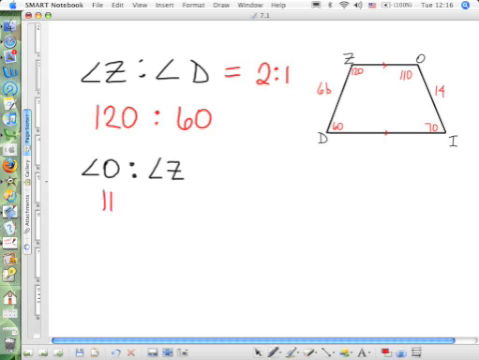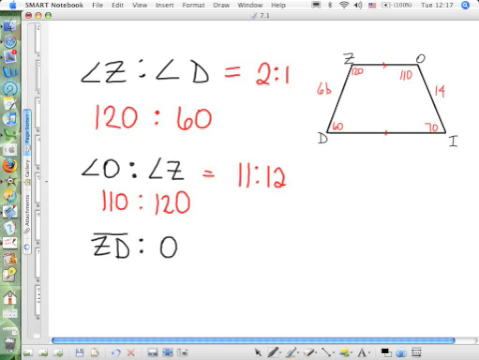Well, angle O has a measure of 110. Angle Z has a measure of 120. What can you reduce those two numbers by? 10. You have to be able to reduce them by the same number. They both can be divided by 10, which would give you 11 to 12. 11 and 12 cannot be reduced by the same number. So that is lowest terms. 11 is fine. All right.